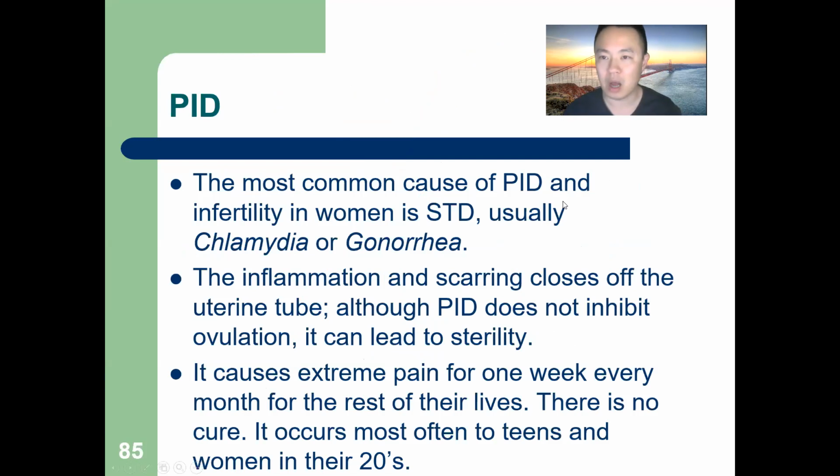Now, the most common cause of PID and infertility in women is an STD, usually chlamydia or gonorrhea. The inflammation and scarring closes off the uterine tube. Although PID does not inhibit ovulation, it can lead to sterility. And sterility means that they can no longer have children. It causes extreme pain for 1 week every month for the rest of their lives, and there is no cure. And it occurs most often to teens and women in their 20s.